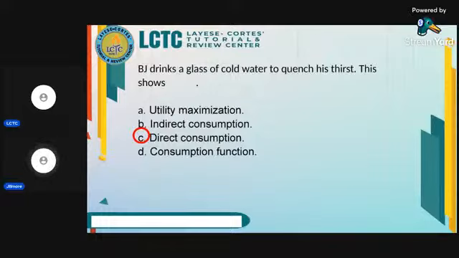Utility, let's simplify the meaning of utility. Utility is the benefit we can receive. If we can benefit out of a thing, of course, we are satisfied and we're happy. That's utility. Okay. Now, next.